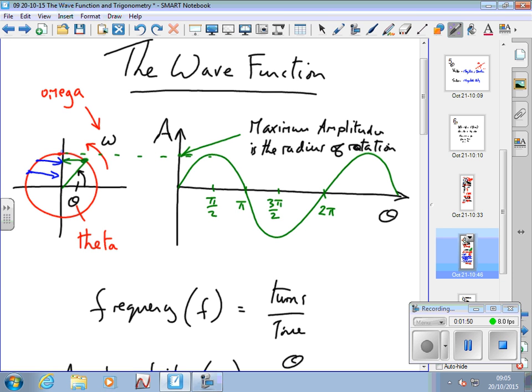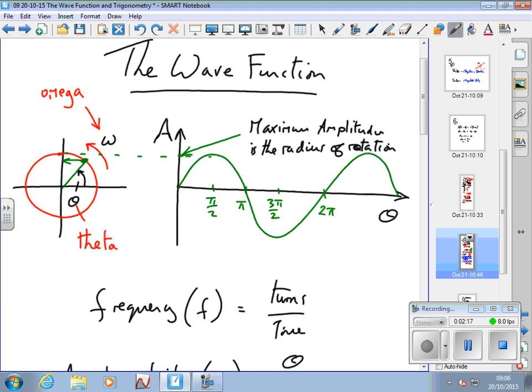So you can see that if I'm only considering the y direction, that y direction is going to be moving up, and then down, and then back up again. So if I put that on a graph, with time, it will be going up, and then down, and we end up with something like this. So this wave function is describing something as it rotates, but it's describing just the y direction.